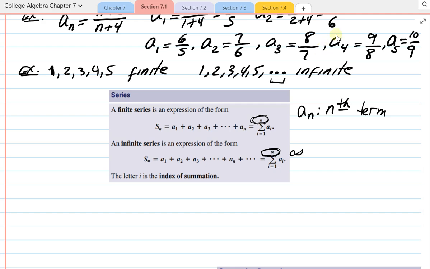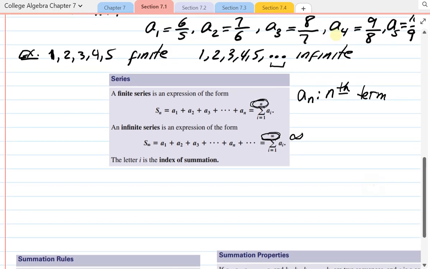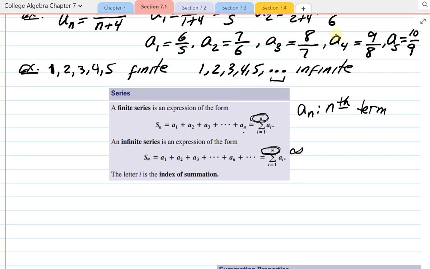Now every series, and by the way, we can write series in what we call the expanded form. That's what you're looking at here. Or we can write it in a more concise form in sigma notation, which is what's to the right of the equal sign here. Okay, so let's take a look at sigma here.